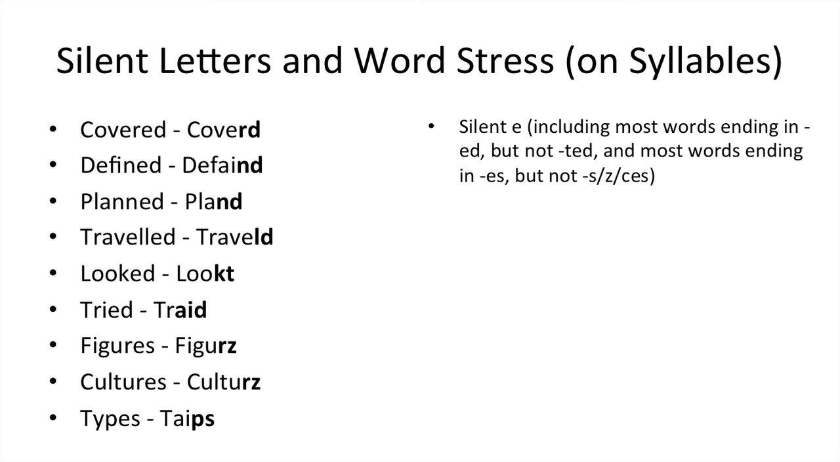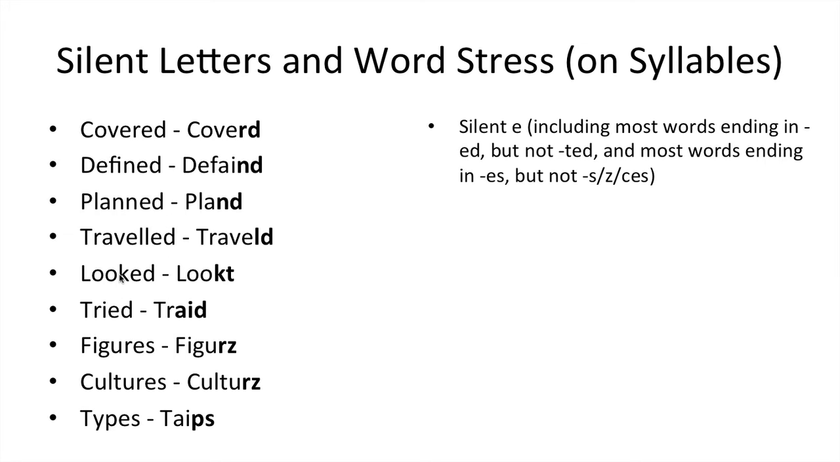And some silent letters as well. Here basically silent E, including most words ending in ed, but not ted, and most words ending in es, but not with just an s or z or ces. For instance, this is pronounced covered and defined and planned, not covered and not defined and not planned, right?